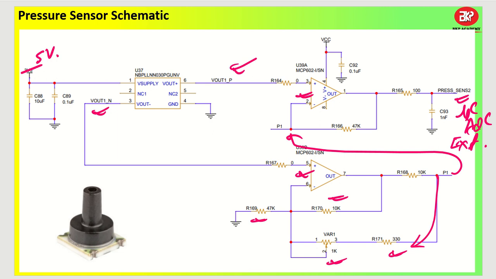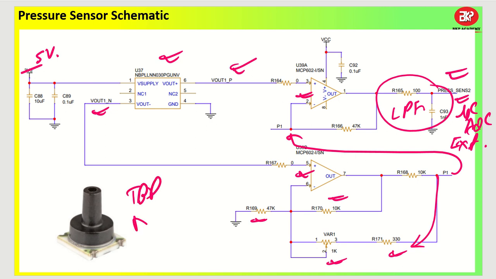so hope you have understood. This is nothing but a filter, a 100 ohm and 1 nanofarad filter. So this is acting as a low pass filter. Okay, and hope you have understood how you are going to design your schematic to get your pressure sensor output from the pressure sensors of Honeywell that we have already selected. And we have talked about the TBP series as well as the NBP series.